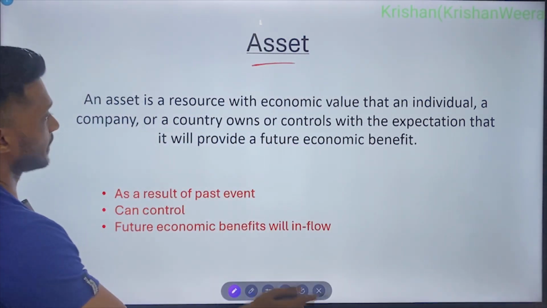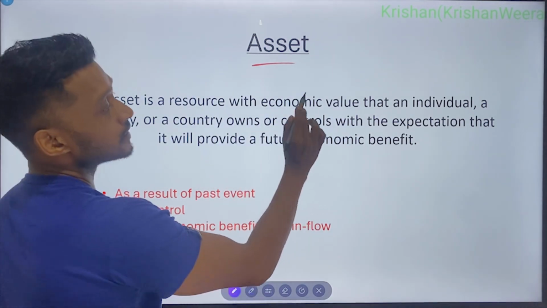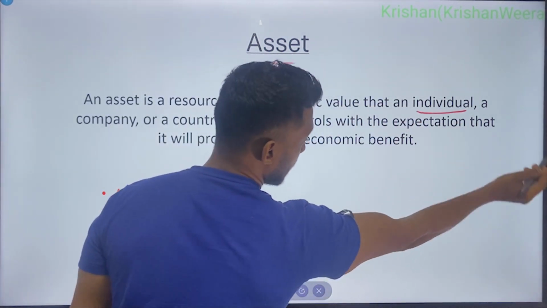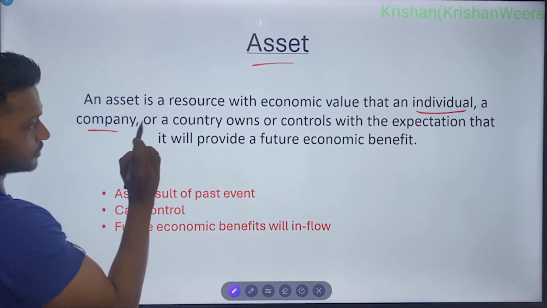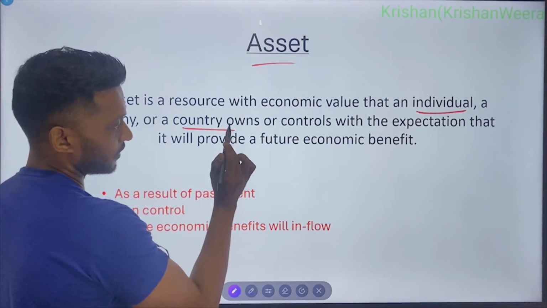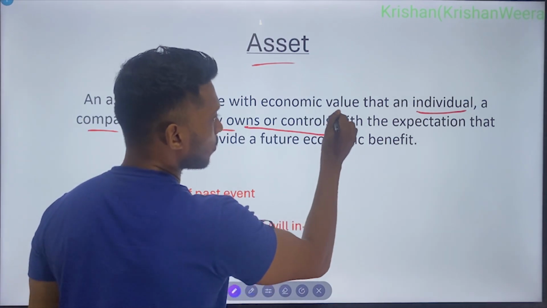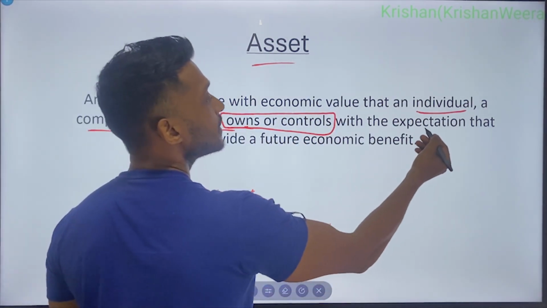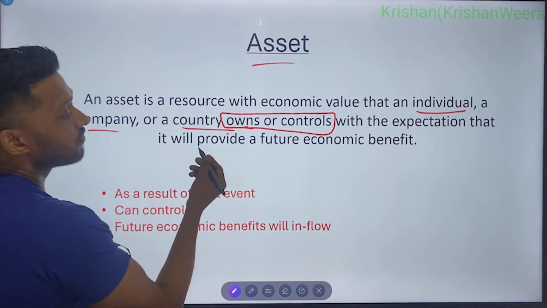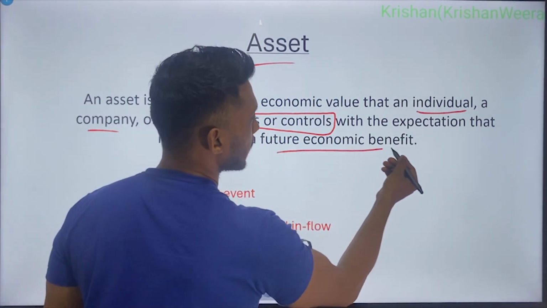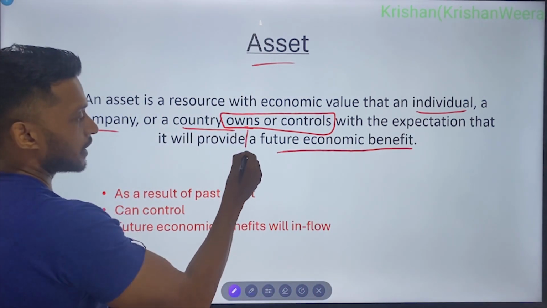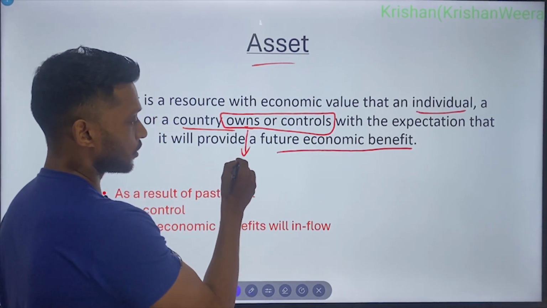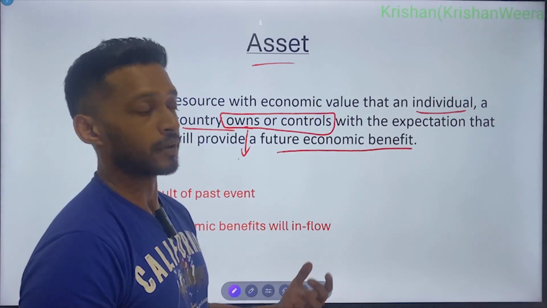I can describe an asset as a resource with economic value that an individual, company or country owns or controls. Keep in mind, an asset can be used by an individual, a company or a country. They own or control those assets with the expectation that they will provide future economic benefits. Own means, for example, buildings and lands. You, an entity or a country can be the owner.